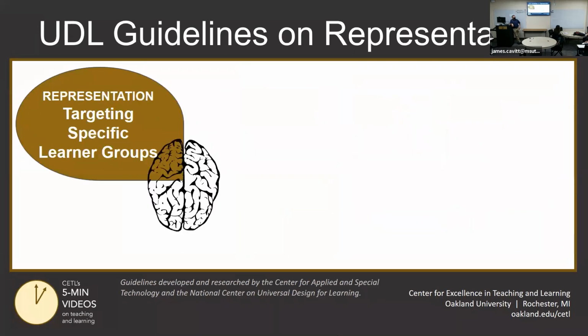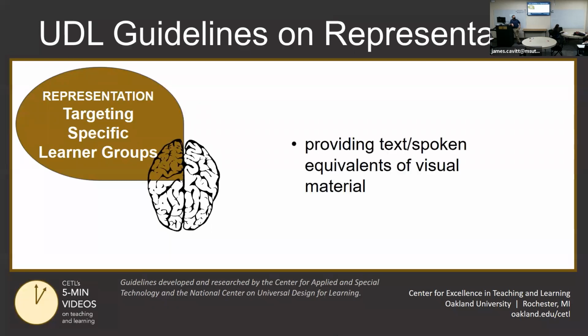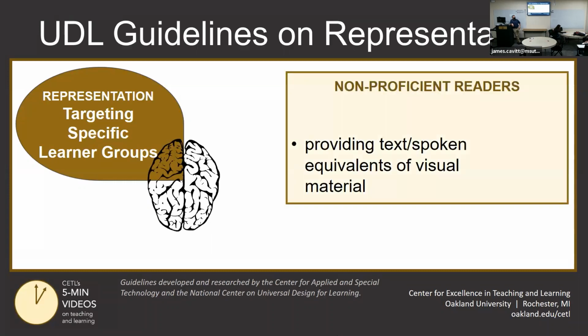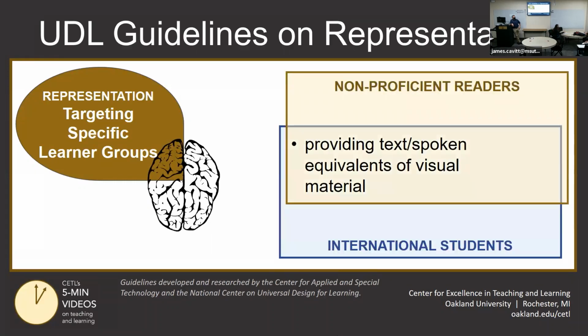If you're looking to target specific learner groups in your discipline, it's helpful to first identify who they are and what they need in terms of representation. For example, providing text and spoken equivalents of visual material can help non-proficient readers, international students, or introverts.